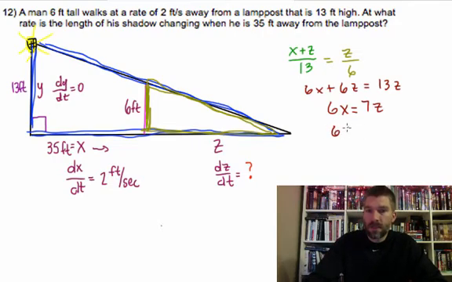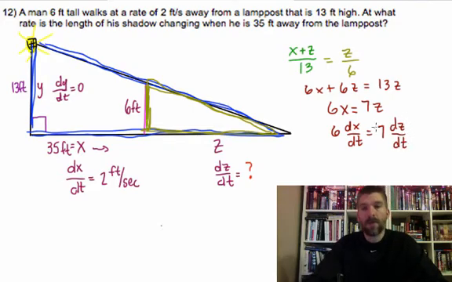So this will be 6 dx/dt. The derivative of x is 1. We're looking at the rate of change over time. On the other side, we're going to have 7 dz/dt, the rate of change for this guy. How is our shadow changing? And this is the one we're interested in right here.